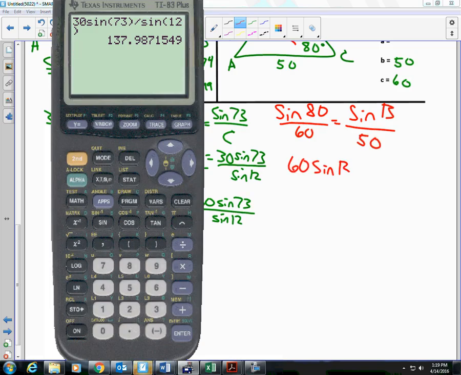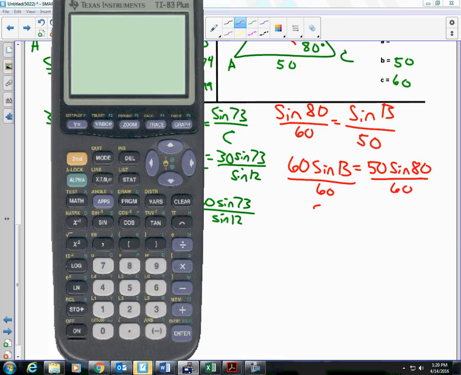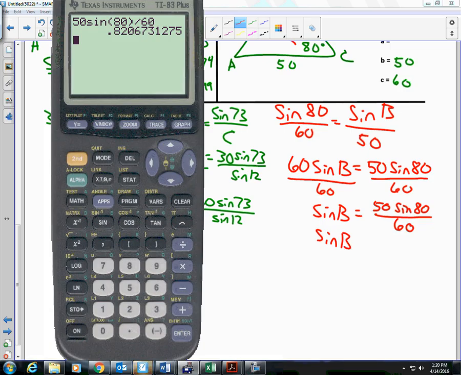60 sine of B is equal to 50 sine of 80. We divide by 60, we get sine of B equal to 50 sine of 80 over 60. I'm going to actually make a decimal out of that so I can get an idea for what I got. 50 sine of 80 divided by 60. Is that my answer? What do I press? Sine inverse of that. Now, on my calculator, have you seen this before? I can actually go second negative, and what that does is it gives me ANS. What do you think ANS stands for? It takes the previous answer. So it will inverse that thing, which is kind of nice. I press enter, I get 55.1.